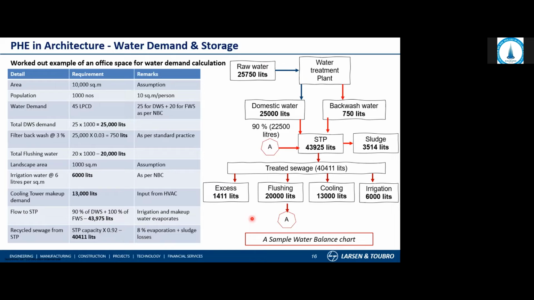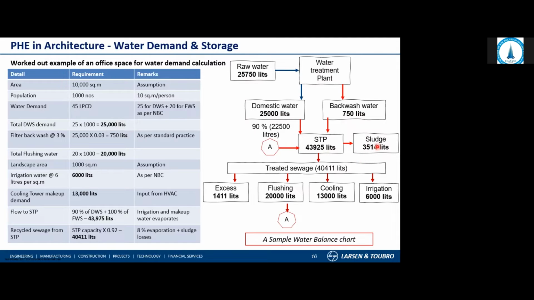I have added a small sample balance chart with the same calculation for your understanding in simple terms. Raw water gets in at this much, because we have seen it's only 25,000, but actually we need some for the WTP backwash also. That's why the total becomes this. Then it reaches the WTP, where it is split into 25,000 liters, and the backwash goes off. As we said, 90% goes to the STP, and the backwash also comes into this. During the STP process, two segregations happen: one is the sludge and one is the treated water.